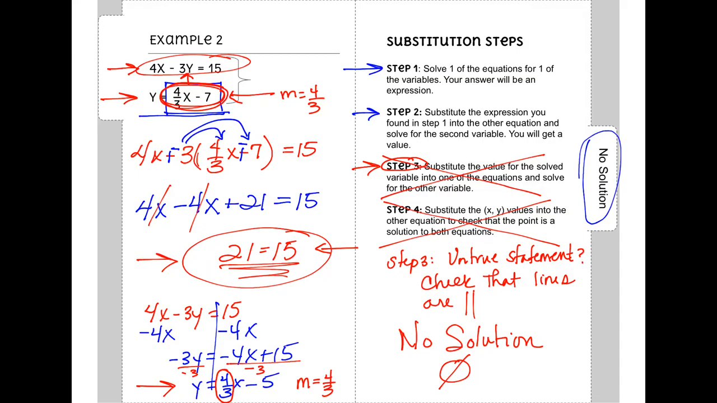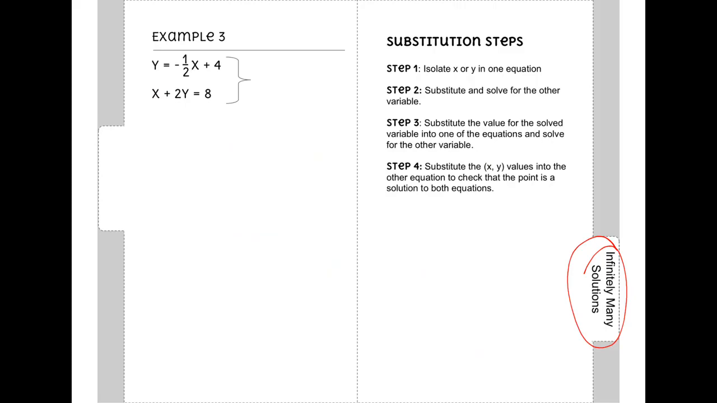All right, let's take a look at one more final example. In this example, we're looking at a system of equations that is going to give us infinitely many solutions. Let's start off with step 1. It's the same as always. We're going to isolate x or y in one equation. And you can see that y has already been isolated for us, so that step is done. Step 2 says to use that expression and substitute it into the second equation. So if y equals this, we are going to substitute that in wherever we see y in the second equation.